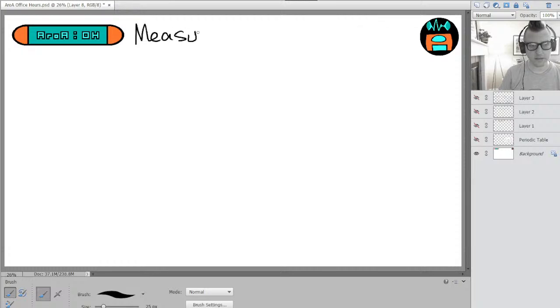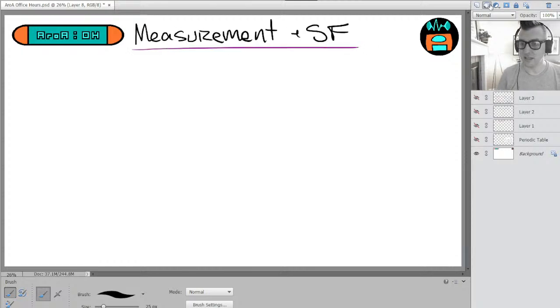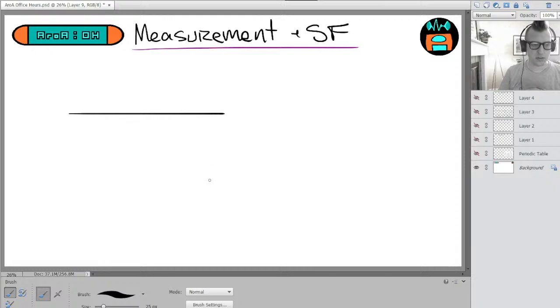So let's talk for a little bit about measurements and significant figures, because that is the secret origin right there. All right, so let's consider, let's say we have a ruler. I'm gonna do my best to space these out as nicely as possible.